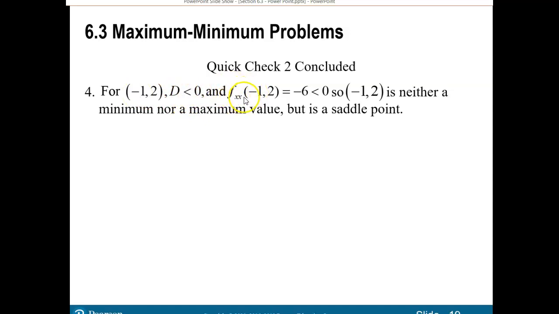So we wouldn't even have to check this thing, or no, yeah. So if D is less than 0, your second partial here wouldn't even matter, right? So if D is less than 0, that ordered pair is neither a max or a min, but a saddle point, right? This wouldn't even have to be looked at.